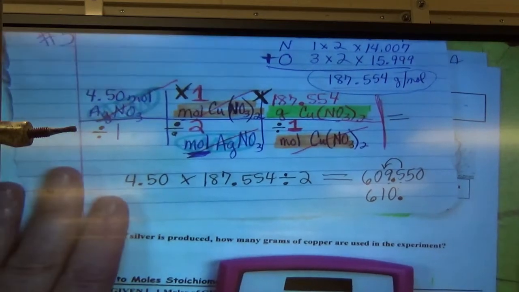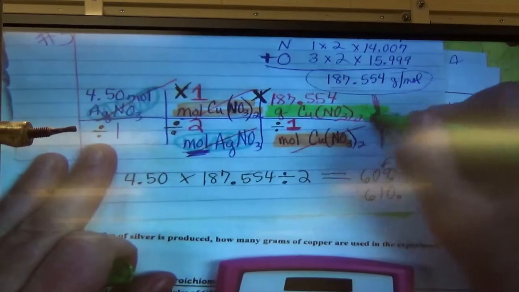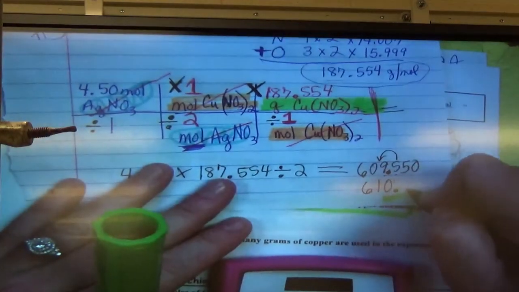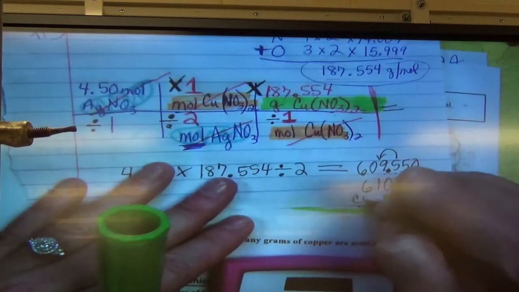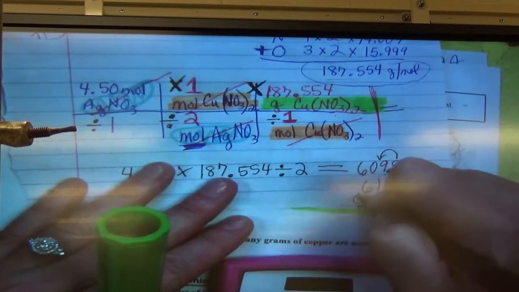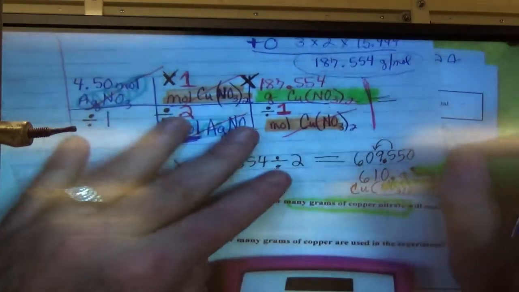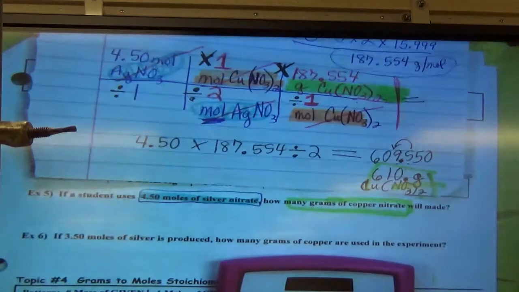Okay, now we need the unit for our answer. Remember, the green did not cancel out, so the answer's units are grams of the copper 2 nitrate. Okay, grams of copper 2 nitrate. And that's our final answer right there for number 5 in our notes. Any questions? Did this help you see how the foldable works?